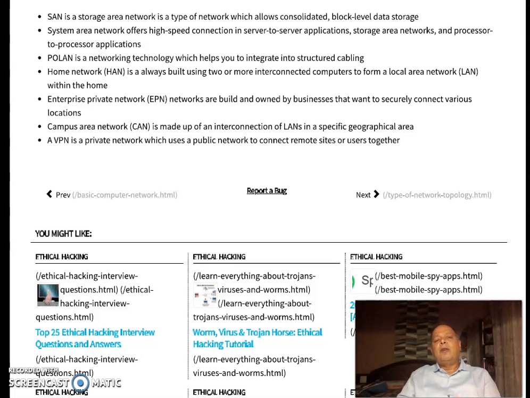So enterprise private networks, EPNs. These networks are for secure connection of various locations across a wider area. CAN is a network of interconnection of LANs in specific geographical areas such as a university campus. VPN is a private network which is shared by a number of users, and the most important feature is that it's virtual and private, so it's not a public network. So these are the types of networks we have seen so far.